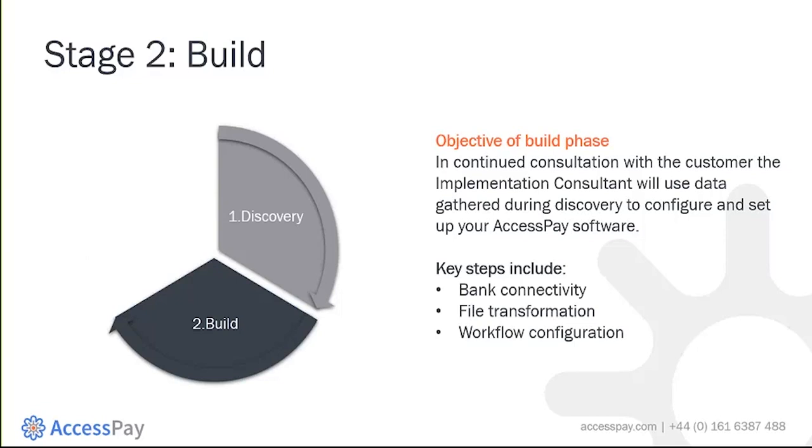We also have discussions with your bank, and this is to establish connectivity, which is basically the flow that Andy has talked about in some of his previous slides, where the file is delivered from Access Pay to your bank, it will be processed, and then we'll receive some reconciliation reports back into Access Pay, which we can deliver on to you again. I see the key phase in this stage is file transformation.